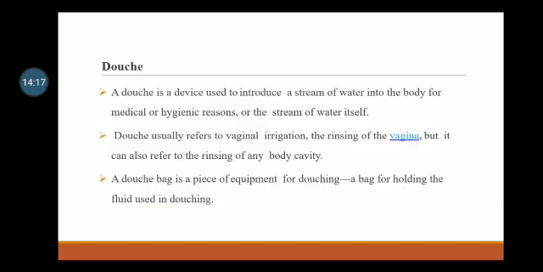Then Douche. Now Douche is a device used to introduce a stream of water into the body for medical or hygienic reasons, or the stream of water itself. So it is one device through which a stream of water is inserted into your body. Douche usually refers to vaginal irrigation, rinsing of the vagina, but it can also refer to rinsing of any body cavity.